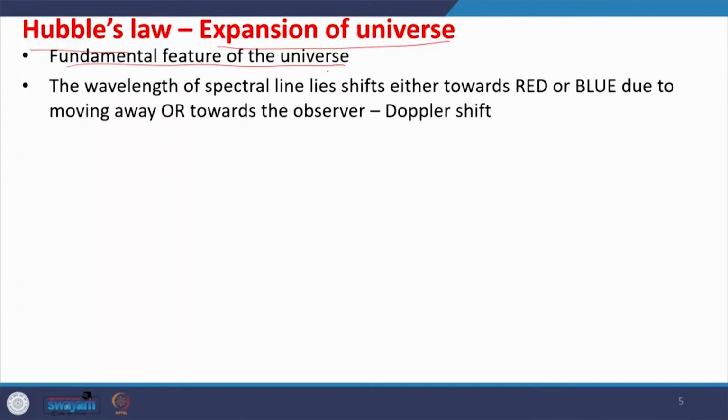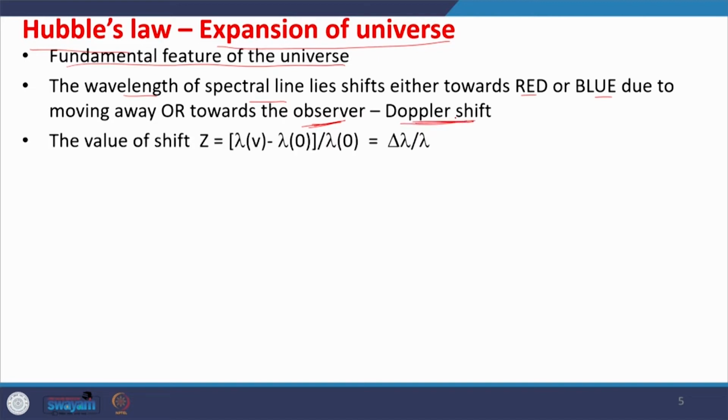See, when you record the spectrum of a star, the wavelength of the spectral line shifts either towards red or blue, because with respect to the observer, the star is either moving away or coming towards the observer, and you know this is the well known Doppler shift. And what is this shift?